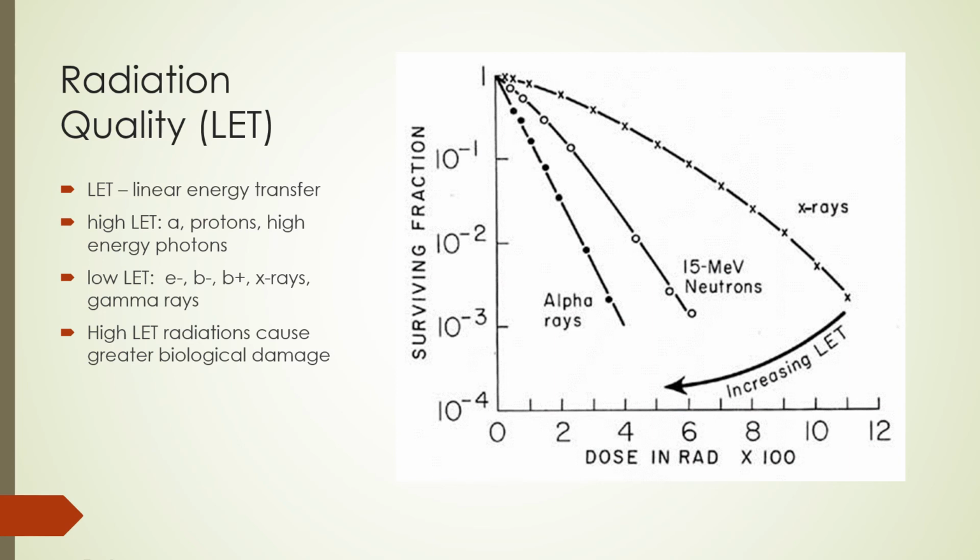Relative to biological damage and for the same dose rate, high LET radiations will cause greater damage to cells than low LET radiations. This is because high LET radiations are more likely to cause double-strand breaks, which are not easily repaired. This figure shows how as the LET is increased, the curve becomes steeper. And you can see the steepest curve is for alpha particles while the shallowest curve is for X-rays.